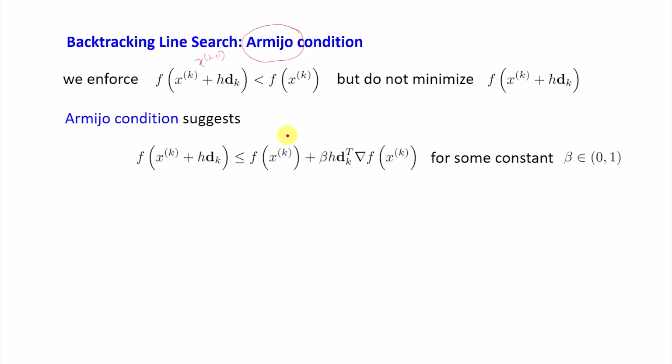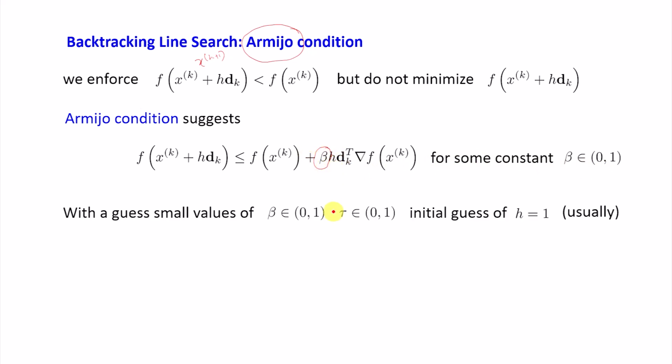So to do so, we bring an additional parameter beta here in the algorithm, and we enforce this condition that f(xk plus h dk) should be less than or equal to f(xk) plus beta h dk. This beta is an additional scalar we are taking, and we take some constant value between 0 and 1. Usually a small value we take, and then setting this value of beta, we will set a value of tau also within 0 and 1. We will see what tau will do.